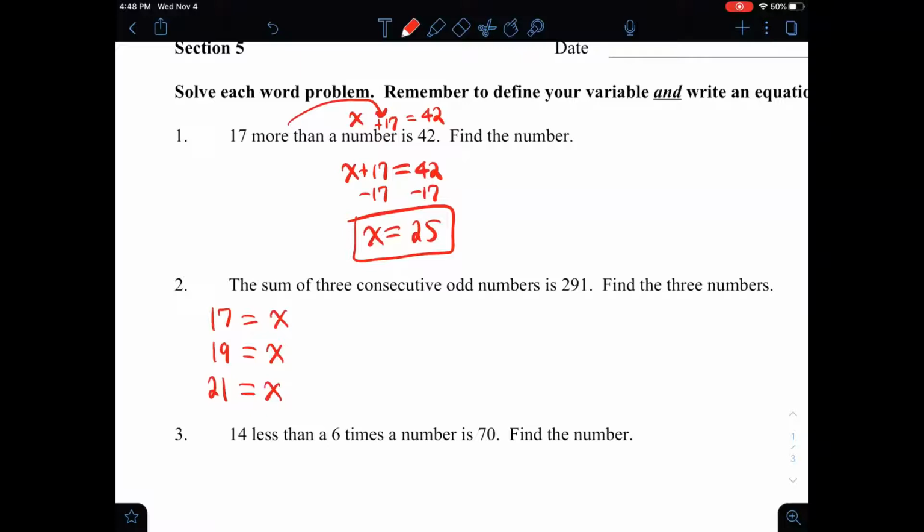So if x is 17, how do we get from 17 to 19? Well, we add 2, right? So it's going to be x plus 2. And how do we get from 17 to 21? Well, that's going to be plus 4, so it's going to be x plus 4.